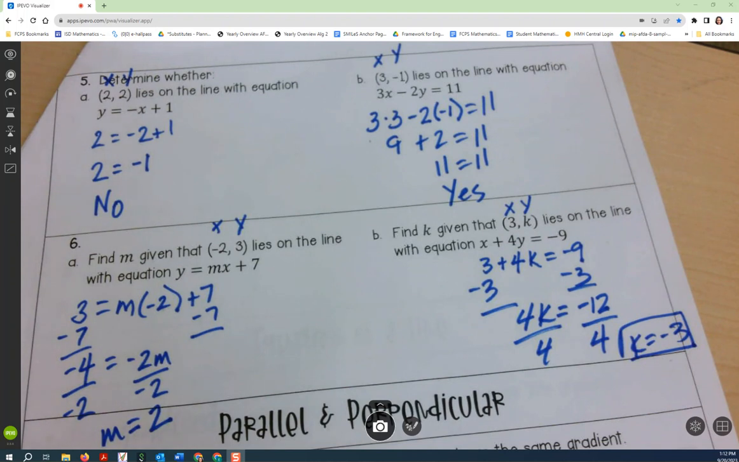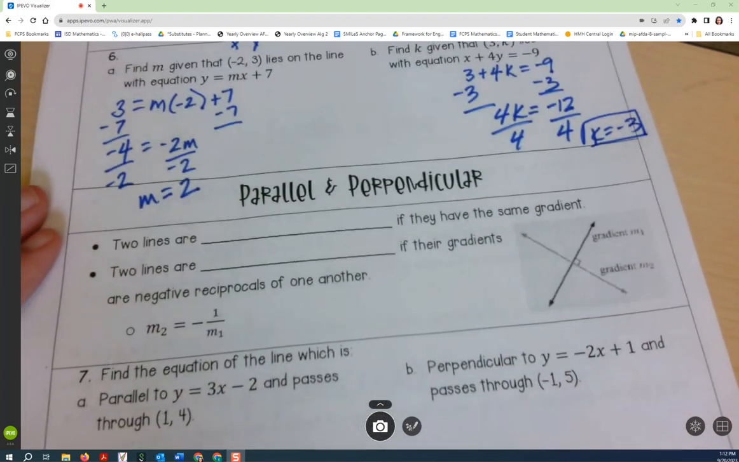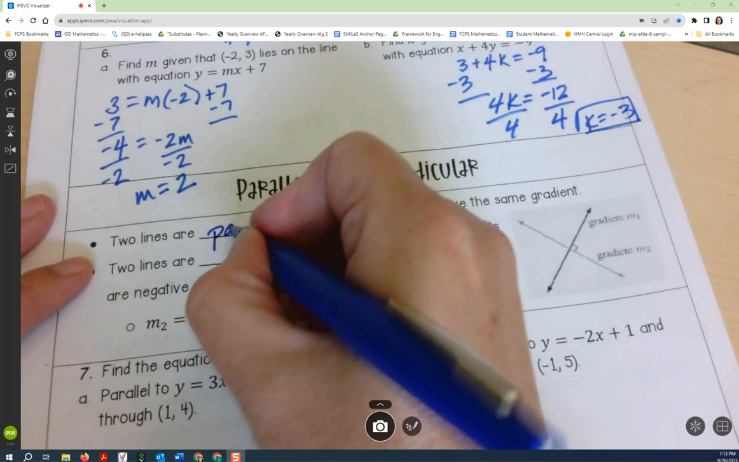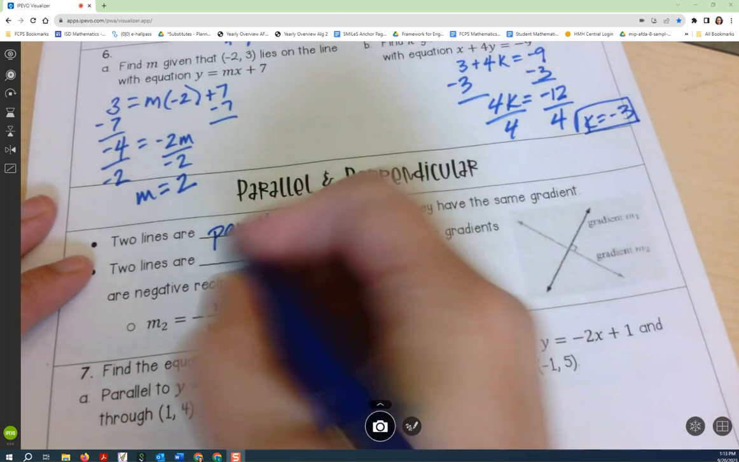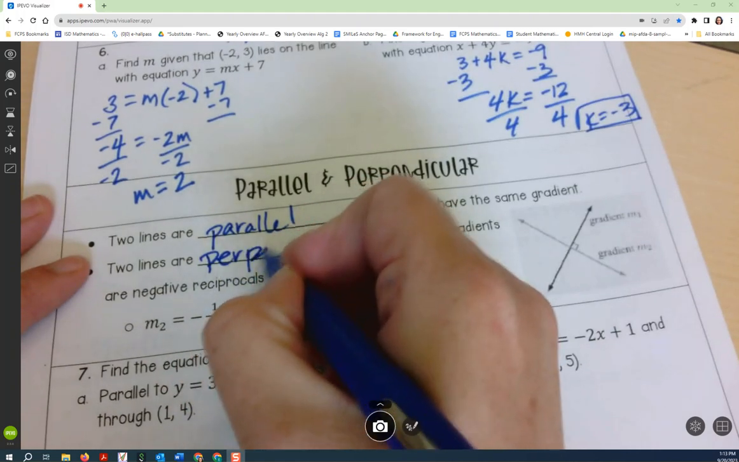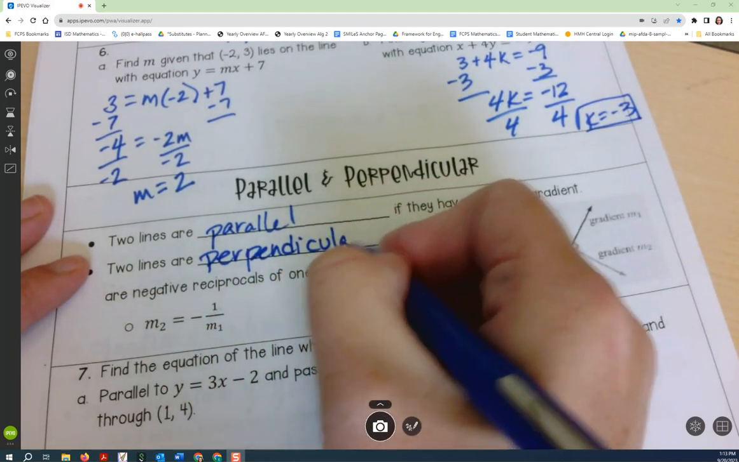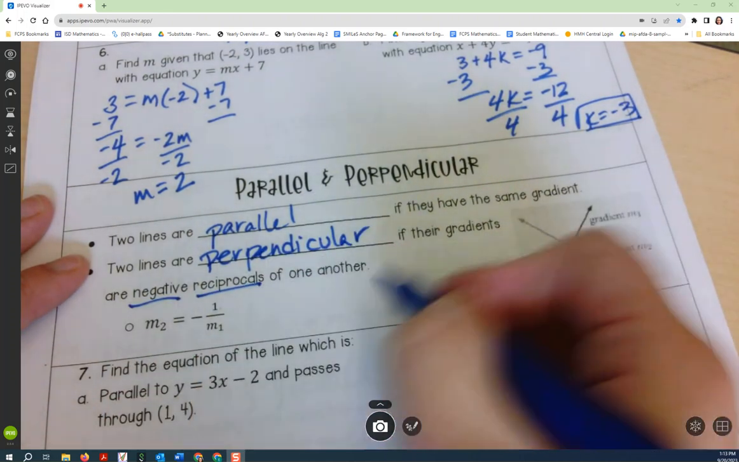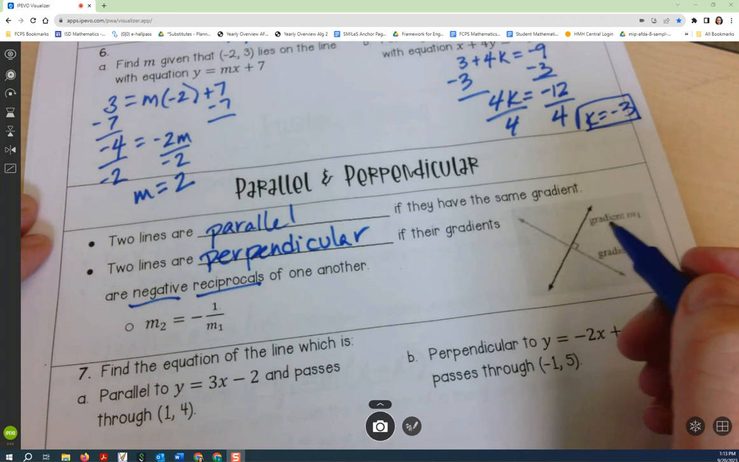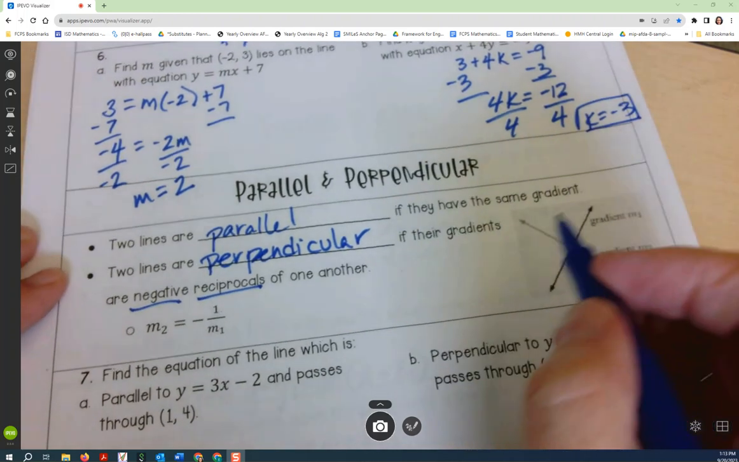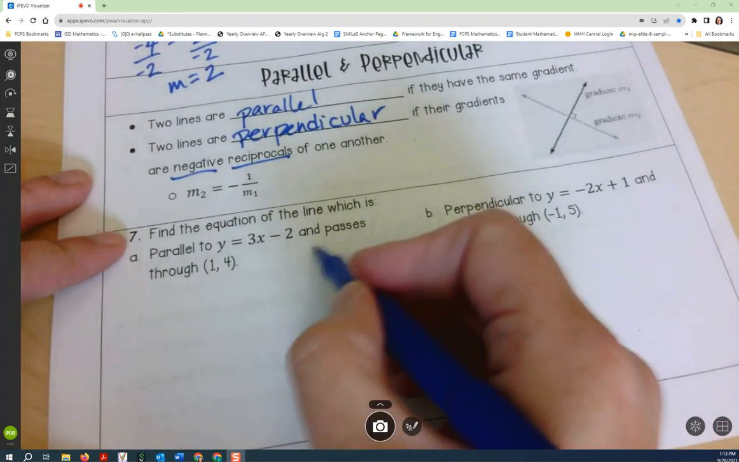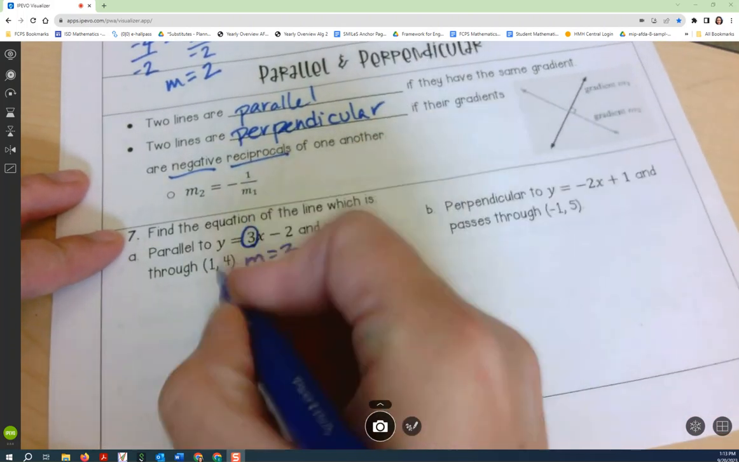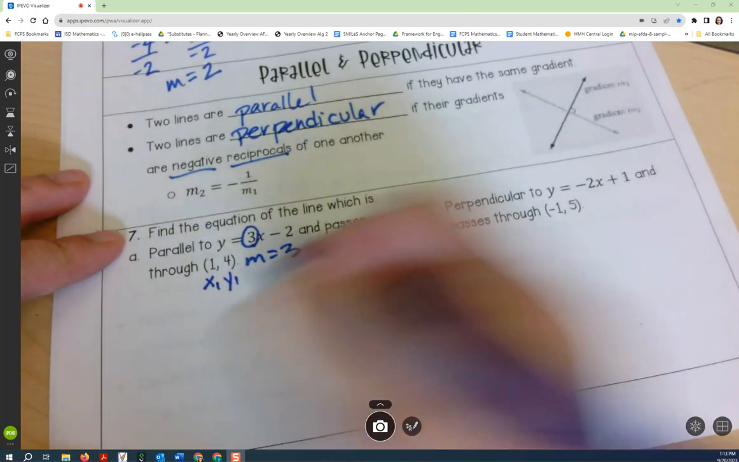All right, and then the very last section is on parallel and perpendicular. So two lines are parallel if they have the same slope gradient, and they're perpendicular if their gradients, their slopes, are negative reciprocals of one another. So both negative and reciprocal. So if you want to find the equation of a line that's parallel to this line, you just have to steal its slope, m equals 3, and then use this point for your x1 and your y1.